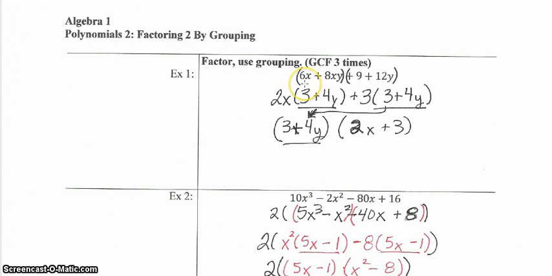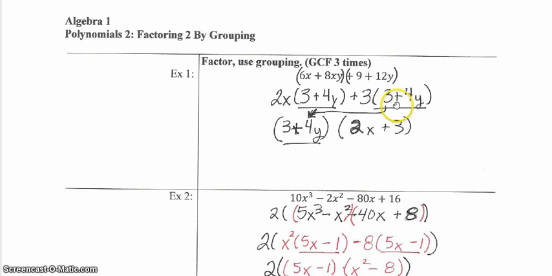Now, usually we just group the first two and the last two, like here. What's common in 6x and 8x? Well, a 2x. And that leaves a 3 plus 4y. How about the 9 plus 12y? What's a common factor there? What goes into 9 and 12? 3, and no other variable, okay? So 3 times 3 plus 4y.